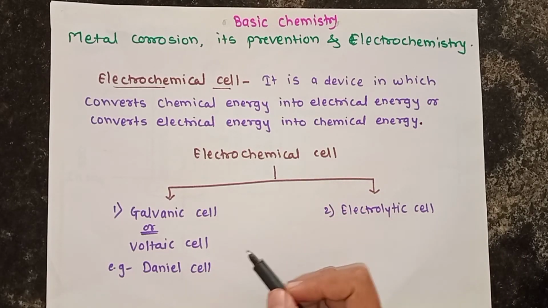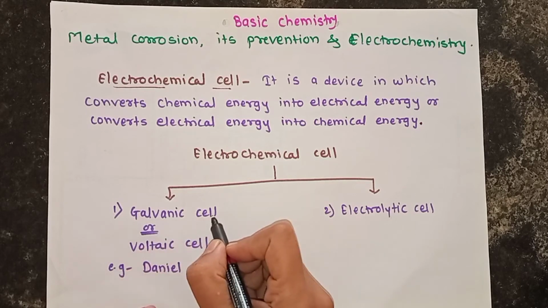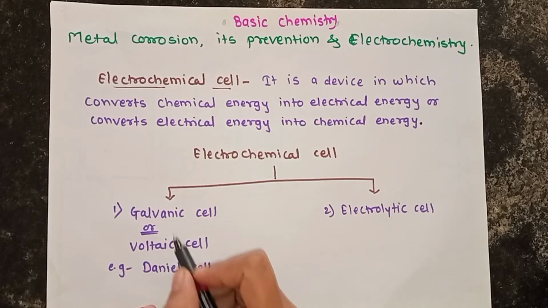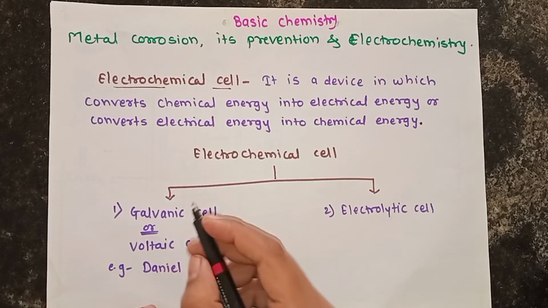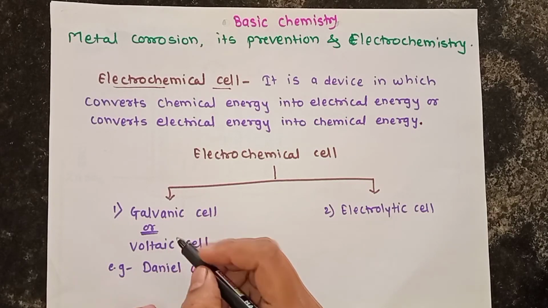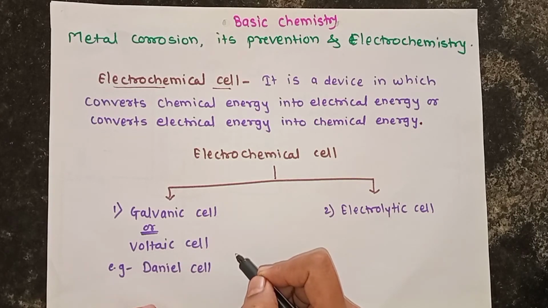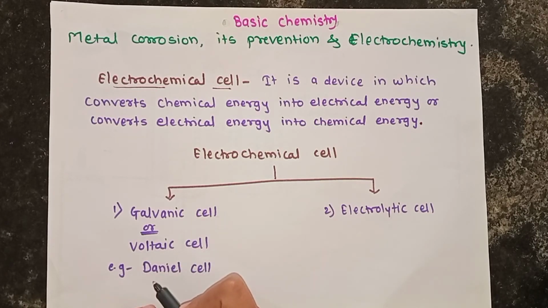The first type of electrochemical cell is the galvanic cell, also called the voltaic cell. The galvanic cell converts chemical energy into electrical energy. An example of the galvanic cell is the Daniell cell, which is also a primary cell.